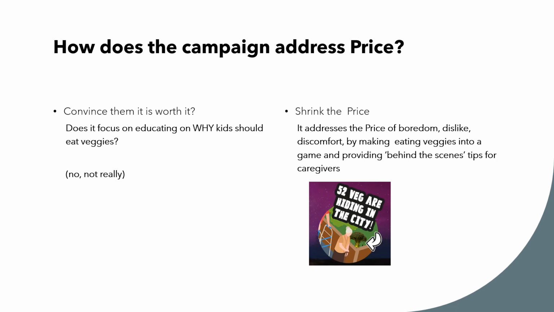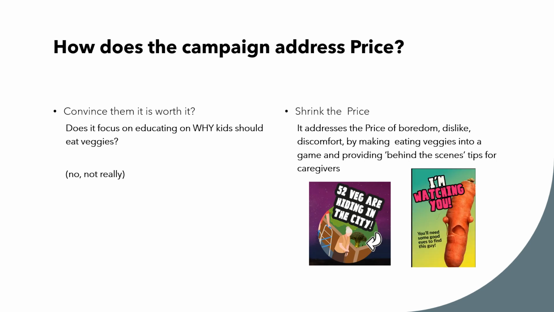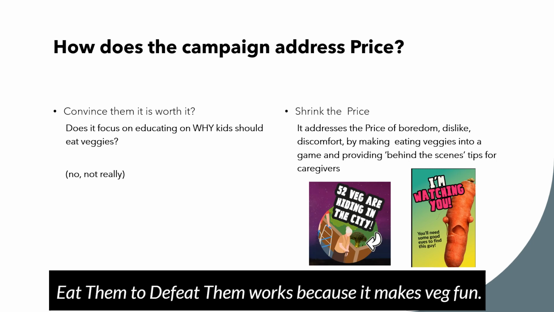So here's a little screenshot of part of a game that you can play. 52 veg are hidden in the city, and kids can go find those hidden veggies. And then there's all kinds of campaign materials playing with vegetables, basically. And so the Eat Them to Defeat Them campaign aims at making veggies fun, and that is all in the name of shrinking the price. It's not really trying to convince them it's worth it. It's just trying to address those issues of price and make the price less for kids to eat their veggies.